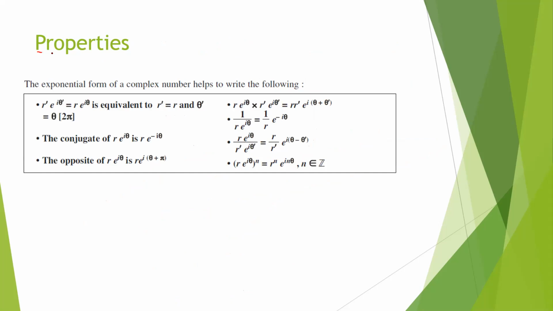Properties of the exponential form. If two complex numbers written in the exponential form are equal, then r should be equal to r prime and theta should be equal to theta prime. Their moduli are equal and their arguments are equal.